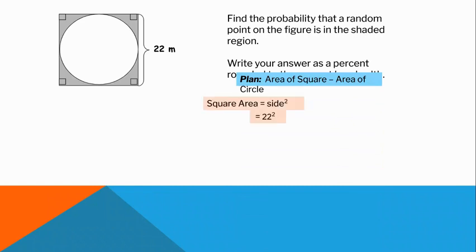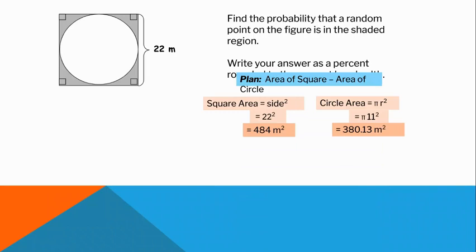So the square is 22 squared, which is 484 square meters, minus the circle. Well, if the side of the square is 22, what's the radius of our circle? That'd be 11. So pi times 11 squared is 121 pi. And for this one, since we're rounding to the nearest hundredth, we need a decimal. So we multiplied pi, the button on the calculator, times 121.